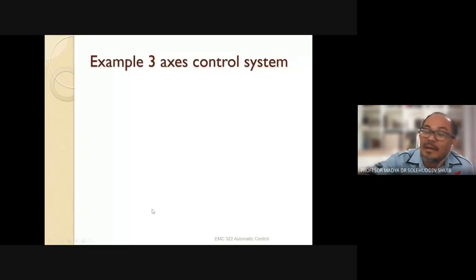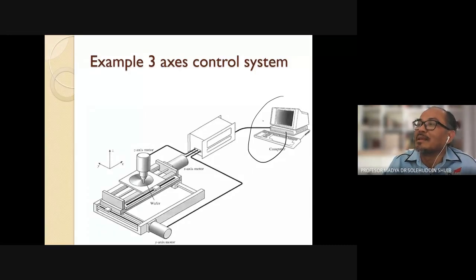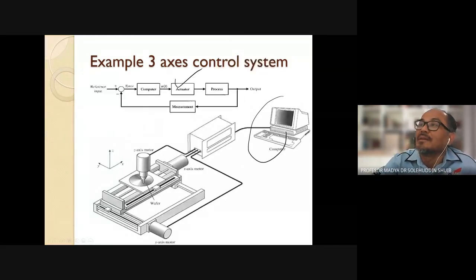Another example is a three-axis control system. We have the x and y axes, and this is the z-axis motor. This is the wafer. This is an old figure of a computer, it used to be like this, now it is a flat screen. And then we have the x-axis motor and the y-axis motor. This is what we call a three-axis control system. Again, we have a reference input and output, and then the computer control, the actuator, the process, and then the measurement is taken to give the okay.